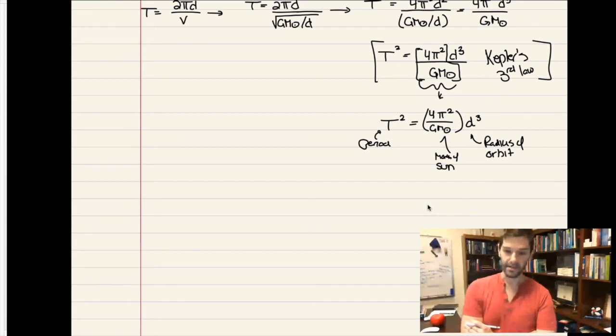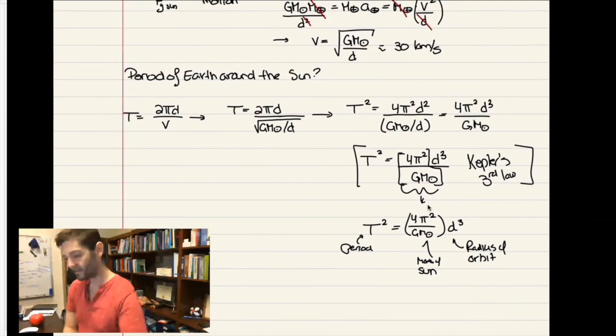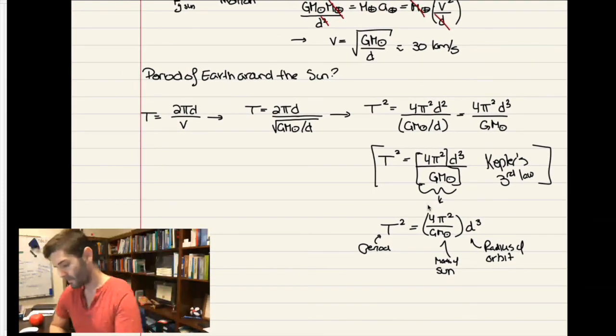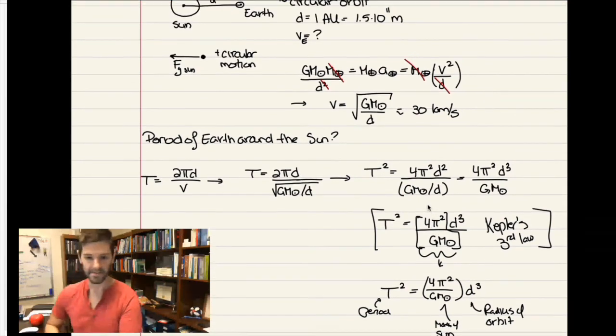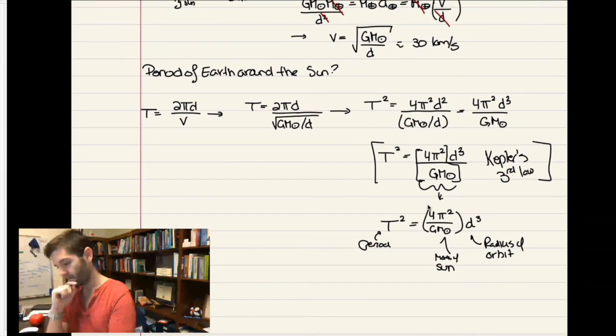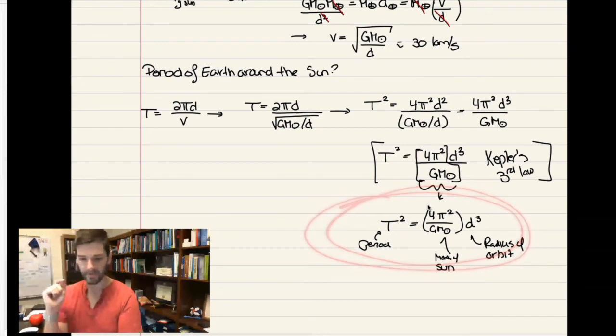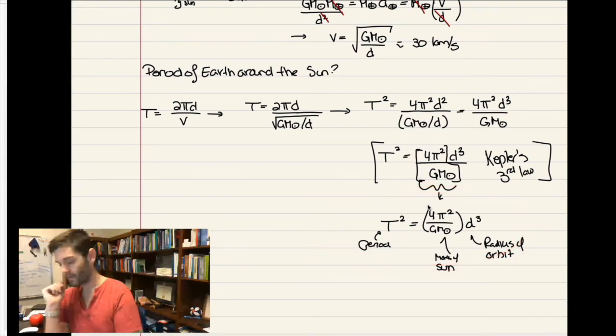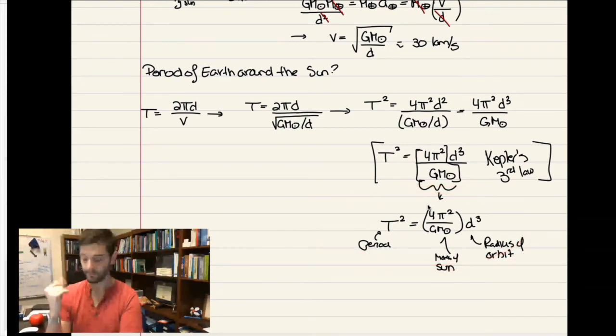Which is actually kind of nice. For this particular problem, when I had solved this above, I had taken the mass of the sun as a given, and we had figured out what was the velocity and what was the period given the mass of the sun. This is actually how we determine the mass of the sun. We do the problem essentially, but we do it backwards.